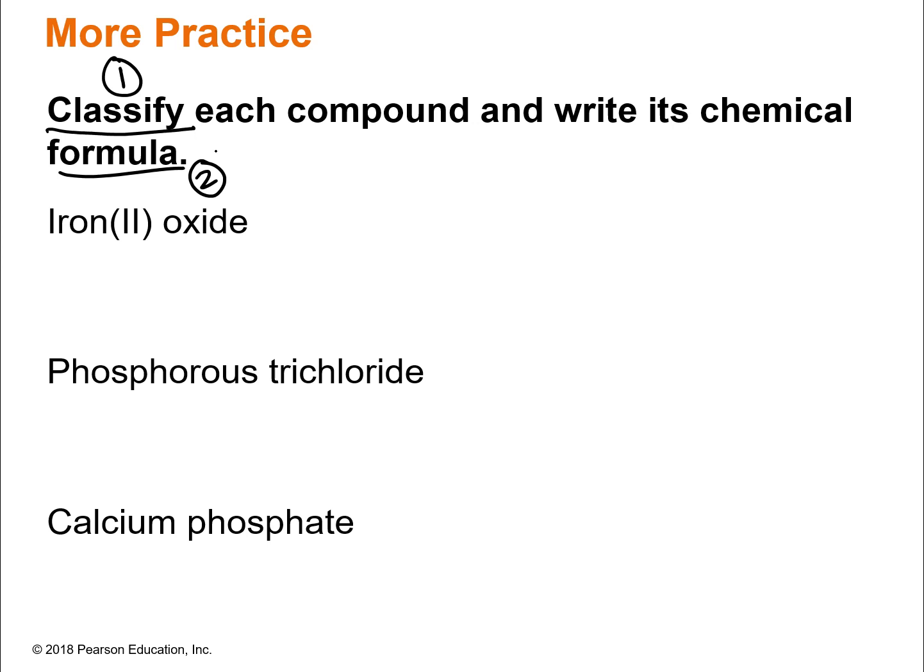All right, y'all. It's been almost 5 minutes. It's like 4.5 minutes. I'm going to start walking these through. For classifying, we've got 5 options: binary ionic, ternary ionic, binary molecular, binary acid, ternary oxyacid. Iron 2 oxide. How would we classify that?